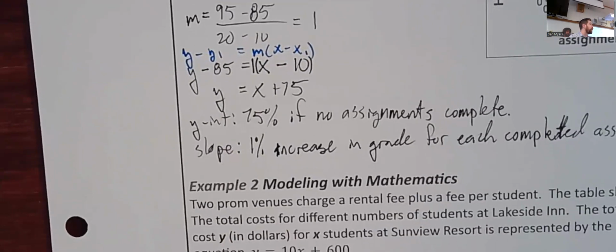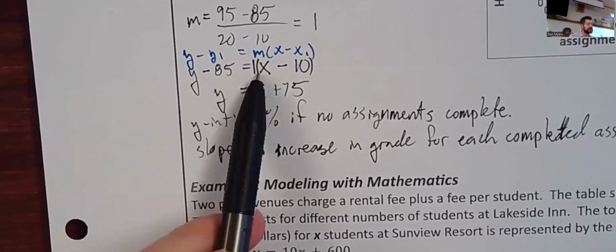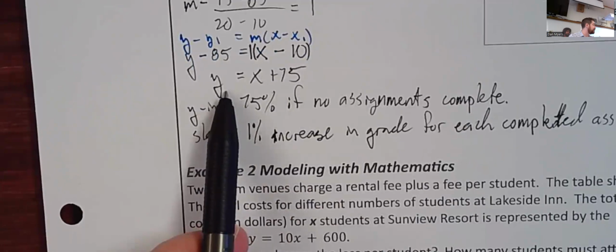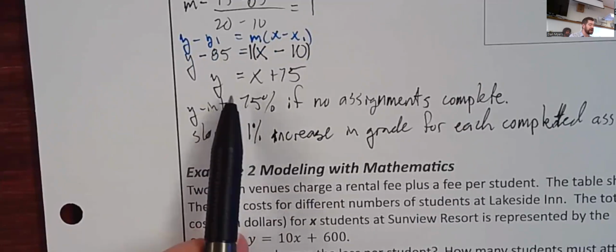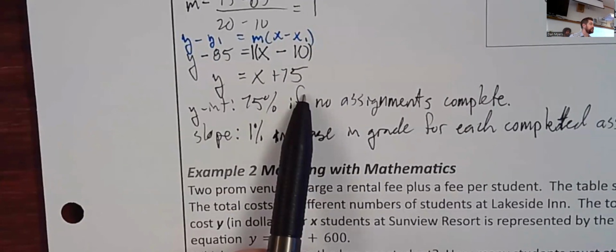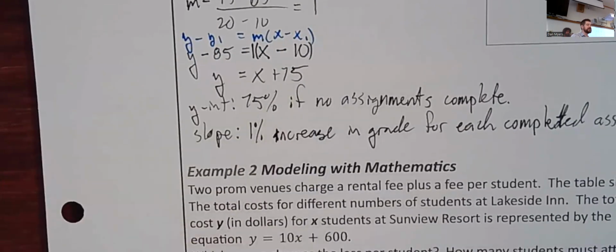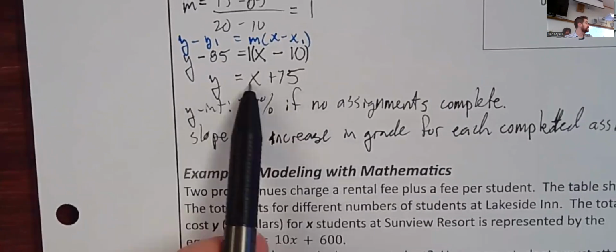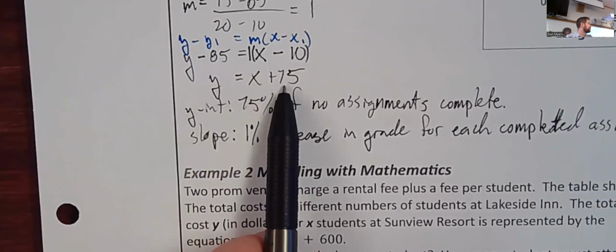And then I just solved it for y in order to get it into slope-intercept form. So from y minus 85 equals x minus 10, I just added 85 to both sides to get y by itself. And that gave me y equals x plus 75. That would be the slope-intercept equation. So use point slope and then solve for y basically. Any questions about that? So you plug in a point slope, convert to slope intercept. Slope is 1, y-intercept then is 75.